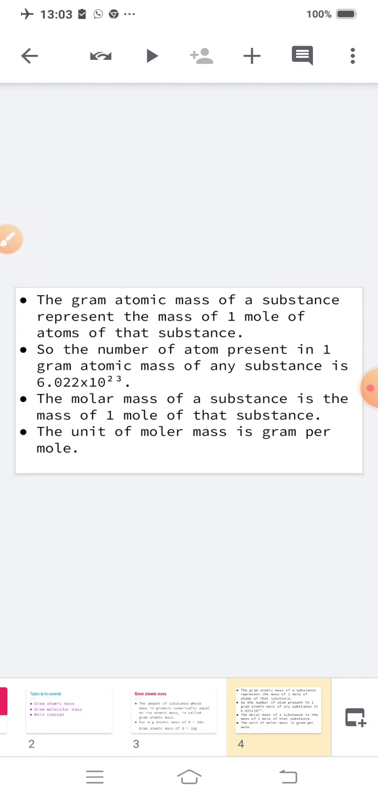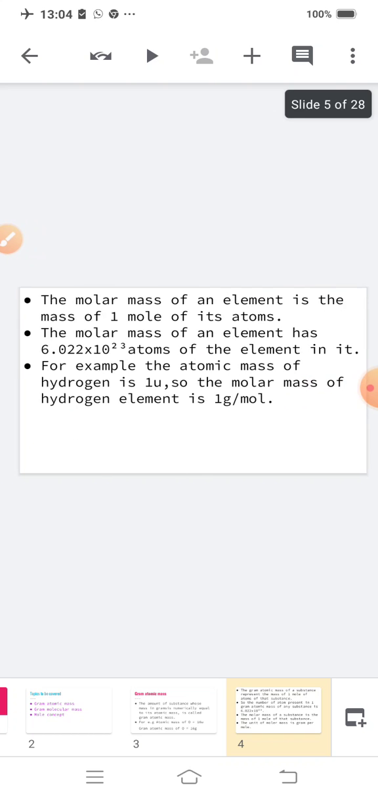So, the number of atoms present in 1 gram atomic mass of any substance is 6.022 × 10^23. The molar mass of a substance is the mass of 1 mole of that substance. The unit of molar mass is gram per mole. Is this clear? Shall we move to the next slide?